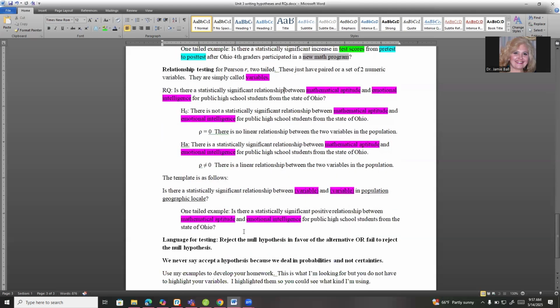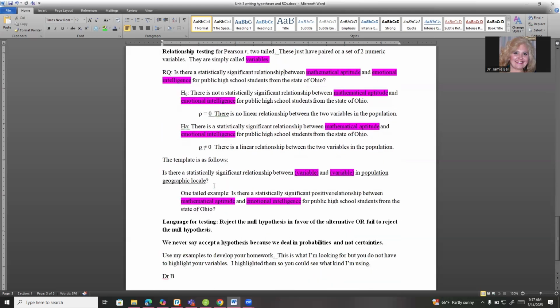Okay. And then I have a one-tailed example. Is there a statistically significant positive relationship between mathematical aptitude and emotional intelligence for public high school students from the state of Ohio? And by positive relationship, I mean as emotional intelligence increases, mathematical aptitude also increases, or not. Okay.